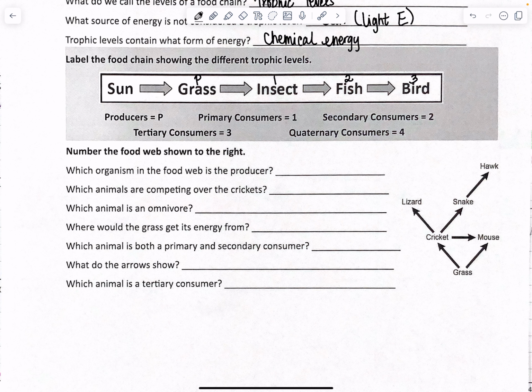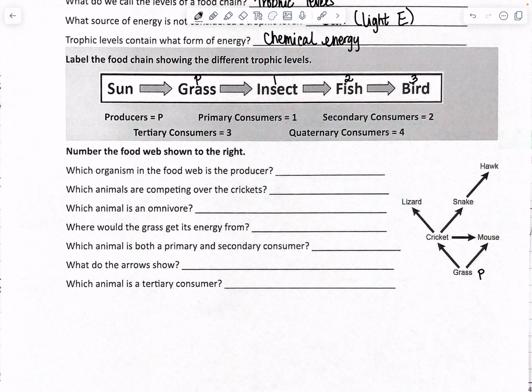Okay, so now that we've labeled everything, we move on to the next picture, and it says, number the food web shown to the right. So just like we're using the exact same numbers, they want you to number everything. So starting with my producer, remember my producer is the thing that makes its own food. So that would be my grass. Now, because this is a web, it's going to be like multiple chains, okay? So don't be surprised if you have 2 or more arrows going off of the same organism.